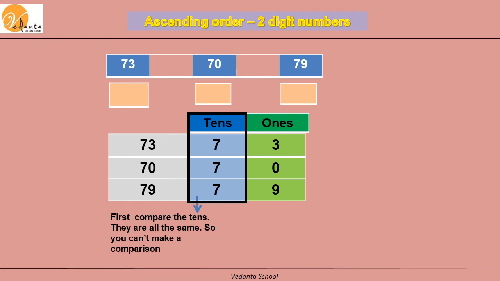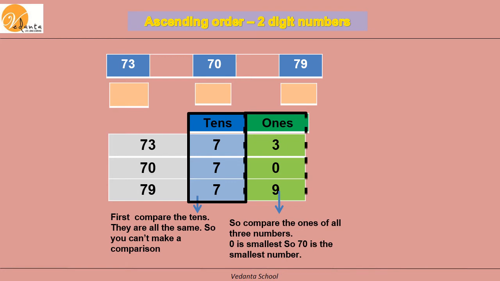All three are same. I already told you, when you go to a shop, if you can't find anything, then only you go to the next shop. So here the crocodile has seen everything is same. He cannot make a decision. So he decides to look into the next place, which is the ones place.